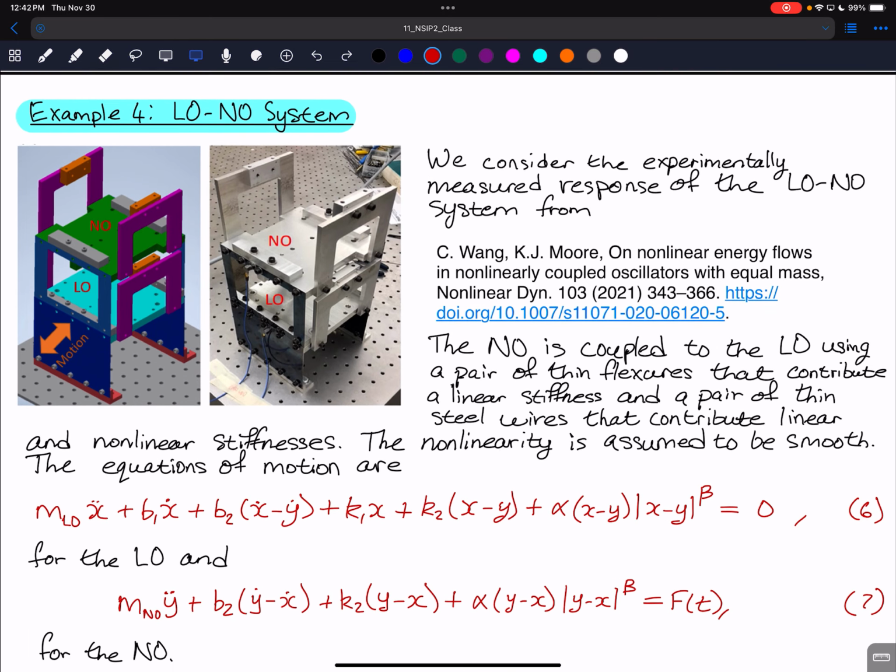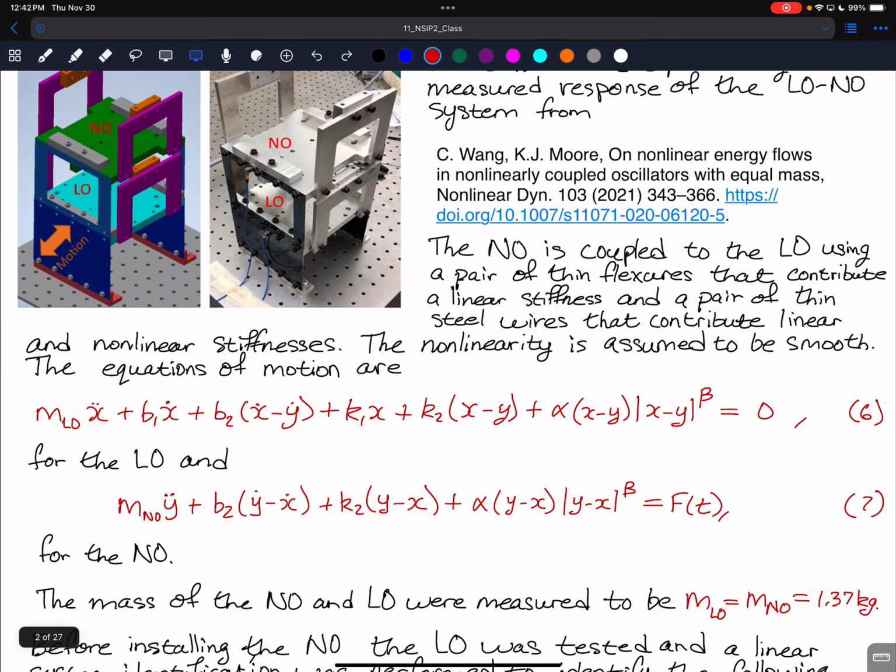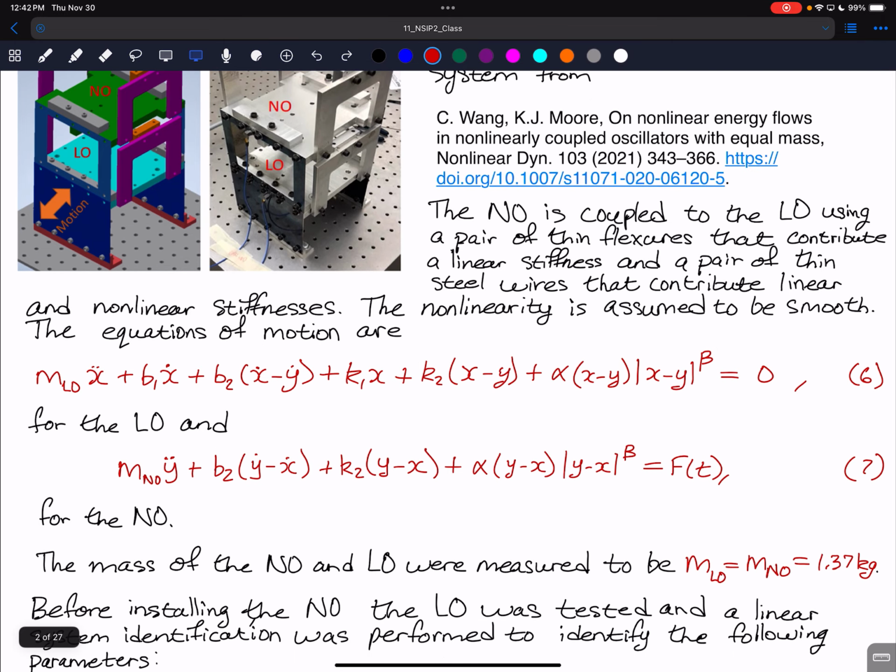All right, we're assuming the nonlinearity to be smooth, and then we're going to model it using a generic polynomial. That generic polynomial is right here, and there's also a linear coupling term right here, and then a linear coupling damping term.